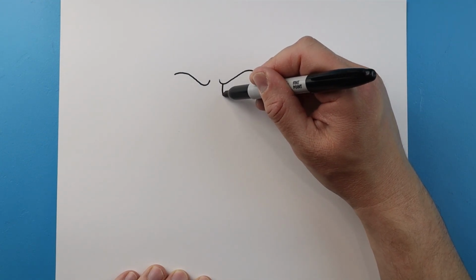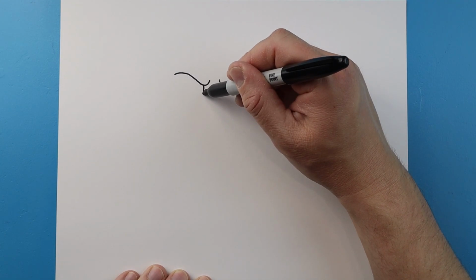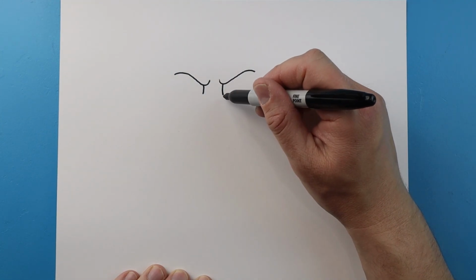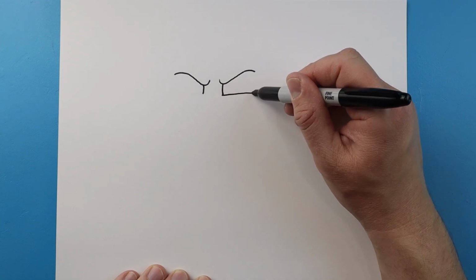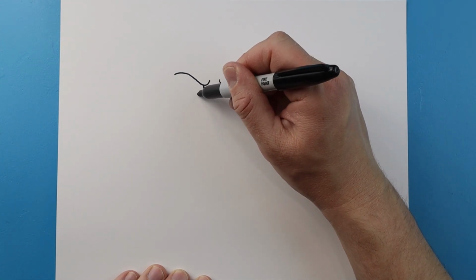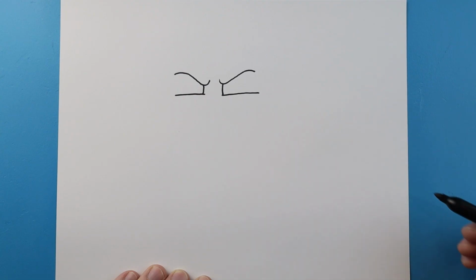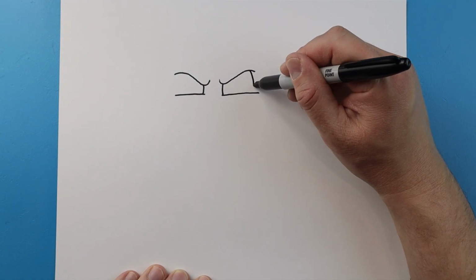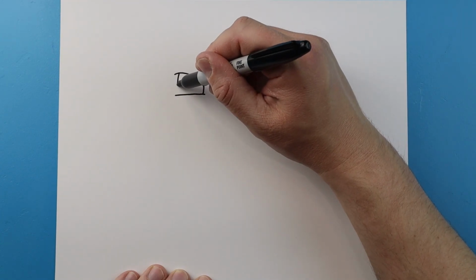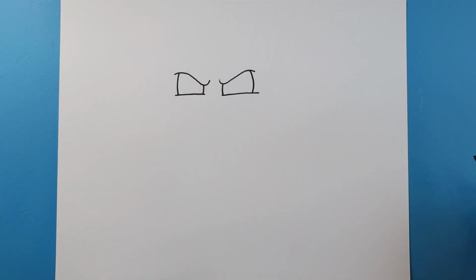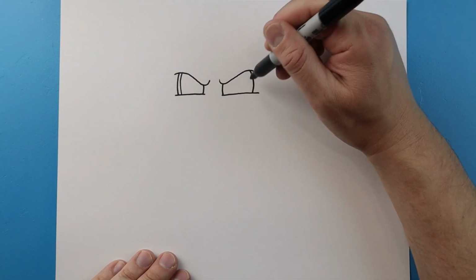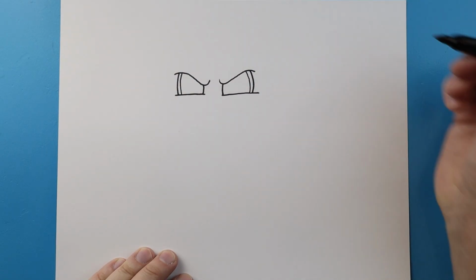Now, to start the eye, let's bring a line down, and we'll do that same thing on this side. Bring a little line down. Then I'm going to bring a line across here, and do the same thing, just a line across for the bottom of the eye. Next, we're going to curve this line down, and we'll curve this line down. Then I'm just going to make a little line here, and then a little line here inside the eyes.